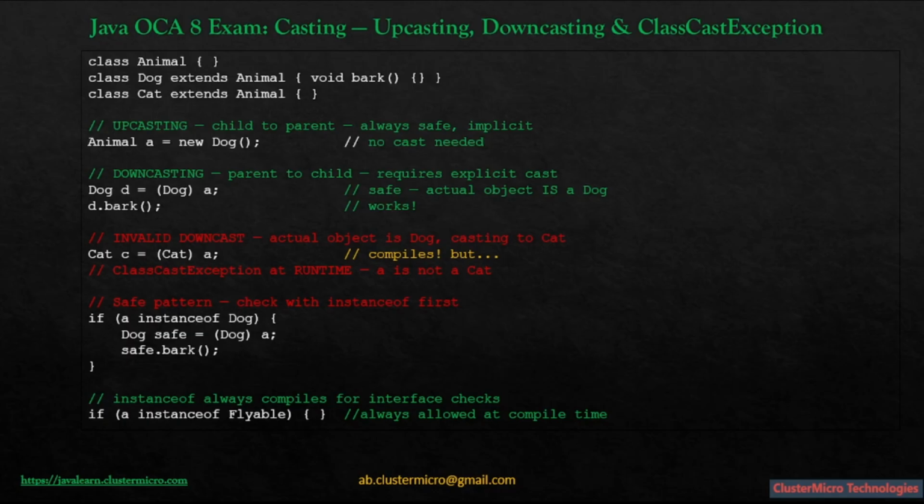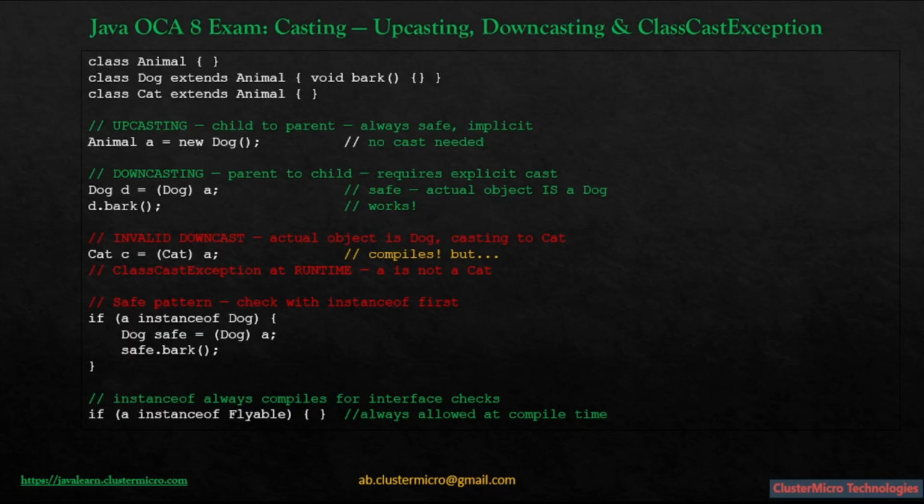A safe practice when downcasting is to first use the instanceof operator. If instanceof returns true, then the cast is guaranteed to succeed. The Java Virtual Machine, or JVM, performs this check internally during a cast, but using instanceof allows your program to avoid runtime exceptions and handle the situation safely. So we have to remember this.